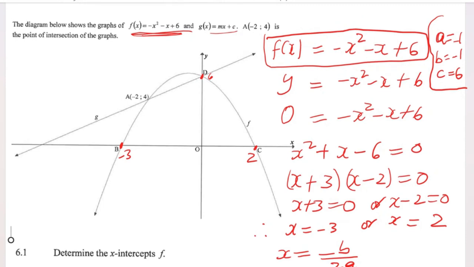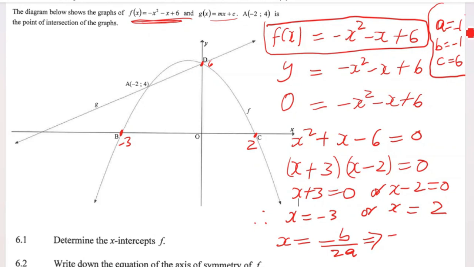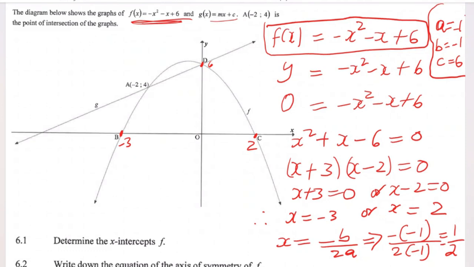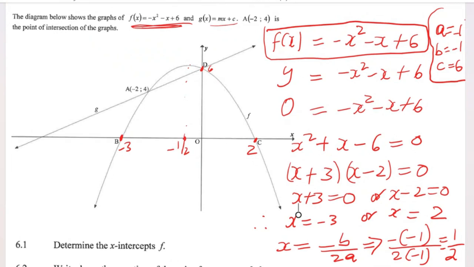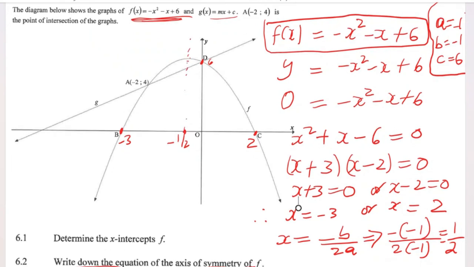So this implies that your B is minus 1, divided by 2 times your A, which is minus 1. So this is going to be equal to 1 over negative 2. So now your axis of symmetry, okay? We are looking for the equation of the axis of symmetry. The equation of the axis of symmetry is x is equal to something. So here, this is negative half. This is negative half. It's your axis of symmetry where you get your x coordinate.